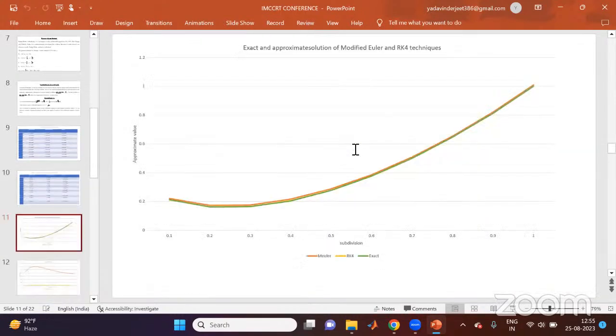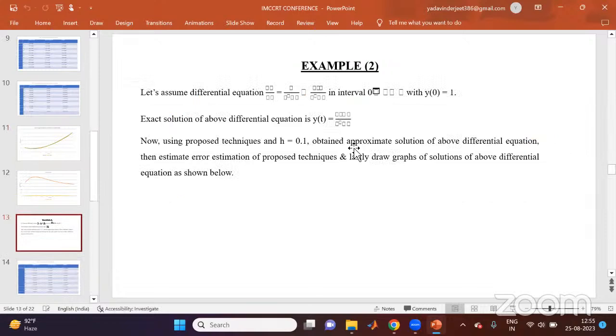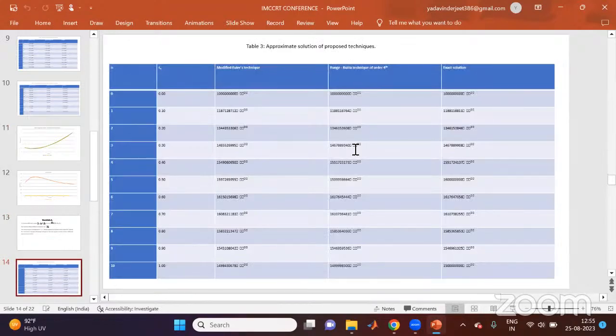From these two tables, we observe that the Runge-Kutta technique is more efficient than the Euler technique, and this is the graph of the exact value and approximate value. After that, we take a second example, and similarly the second example is solved by both techniques, modified Euler and fourth-order Runge-Kutta, and also by the exact solution of the equation that we obtained.